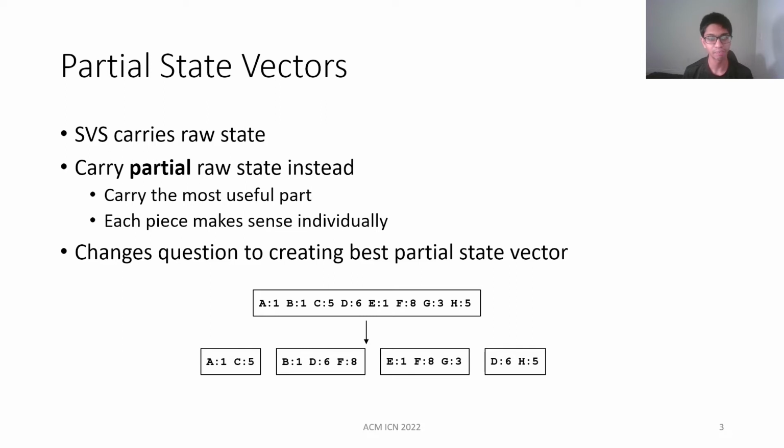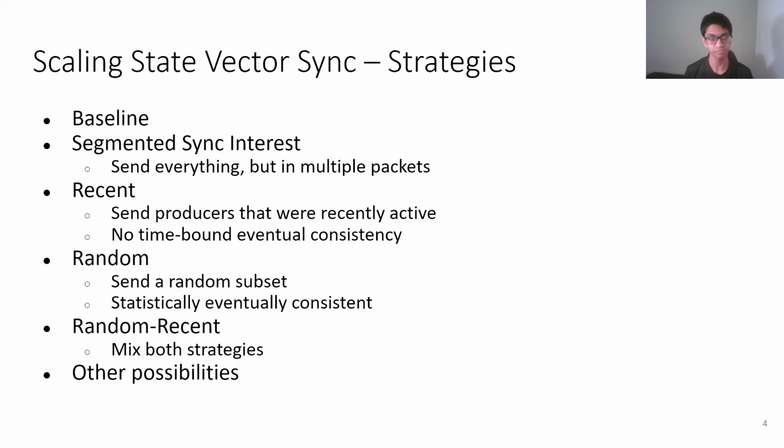Note here that each piece that we create when we chop up the sync interest into smaller pieces makes sense individually to the receiver of this piece of the sync interest. This changes the question of scaling state vector sync to creating the best partial state vector using some strategy that we use for creating the sync interest. So we explored a few strategies for this.